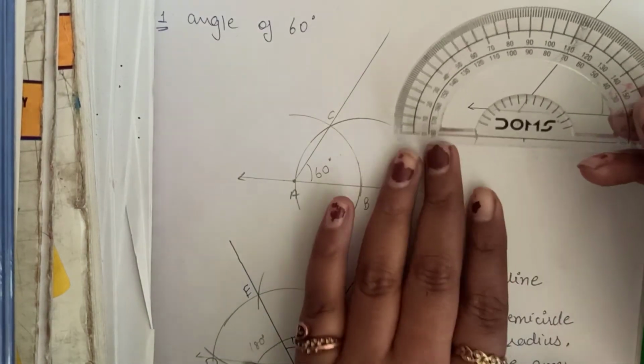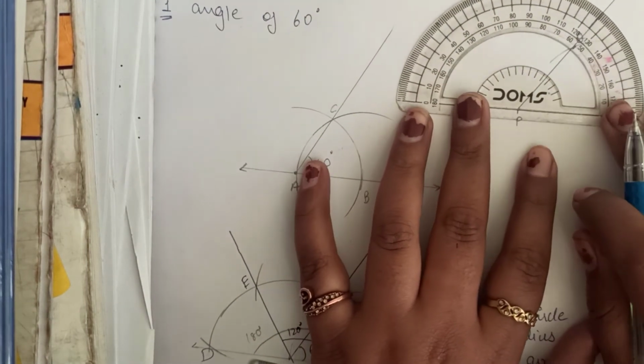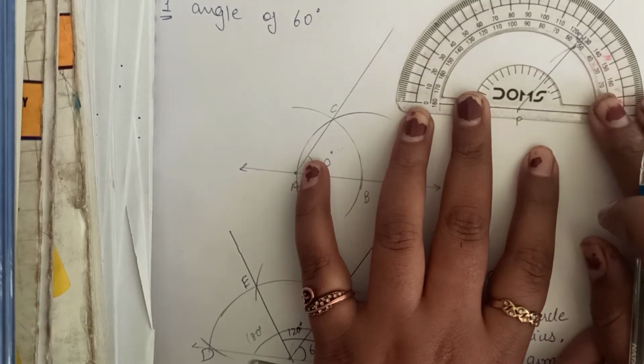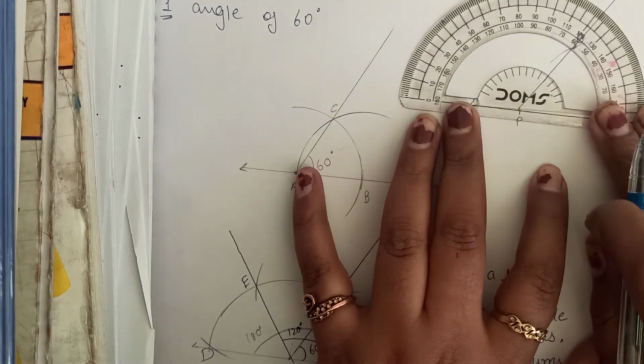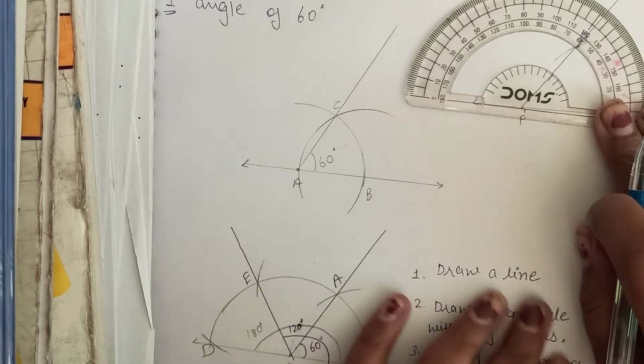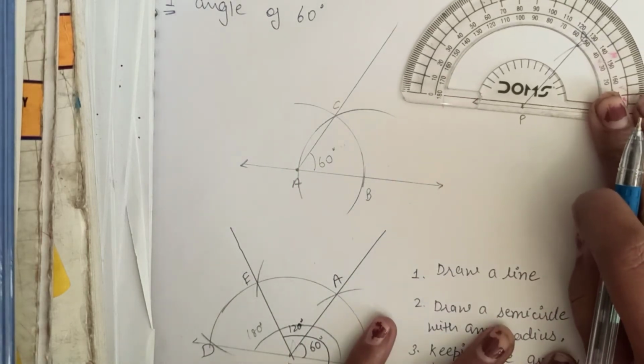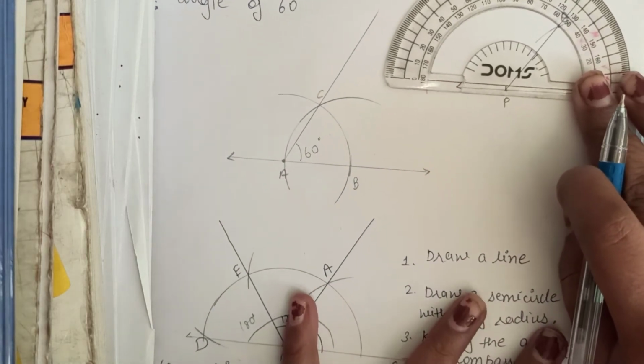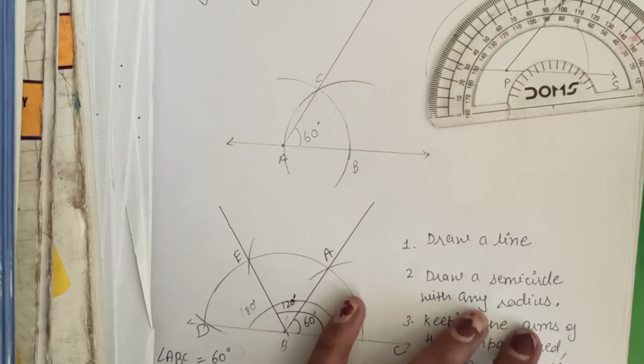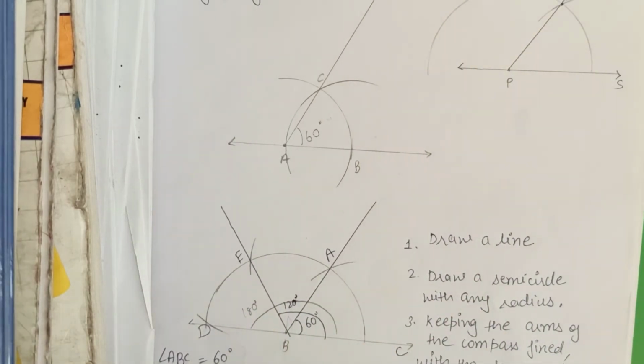Now if you will measure it with the help of protractor, then you will see this one is of exactly 60 degree. This one is of exactly 60 degree. Clear this one? Now same you have to go with this. Clear?